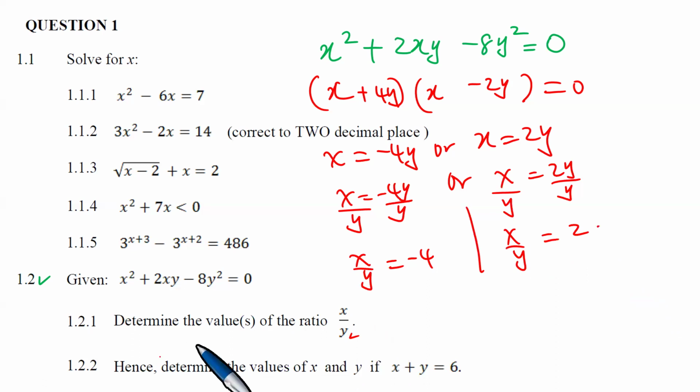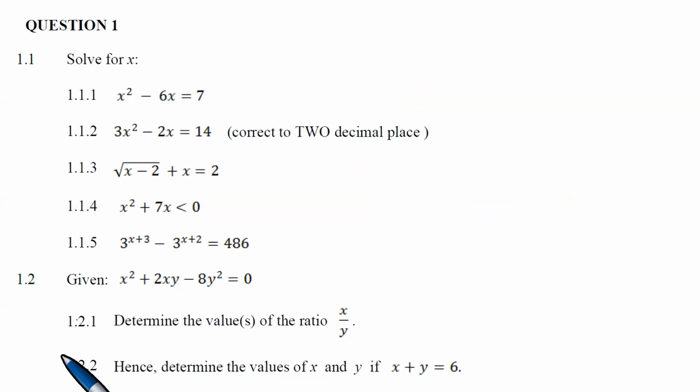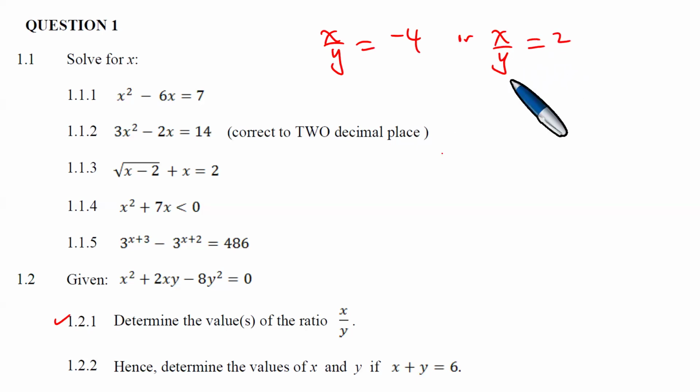Next, we need to determine the values of x and y if this is the case. So what do we do now? Because at this point, in this 2.1, we found that x over y is minus 4, but we also find that x over y equals 2. But we also have that x plus y equals 6. Then what do we do here?